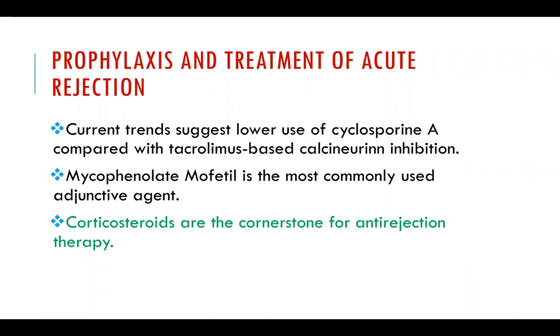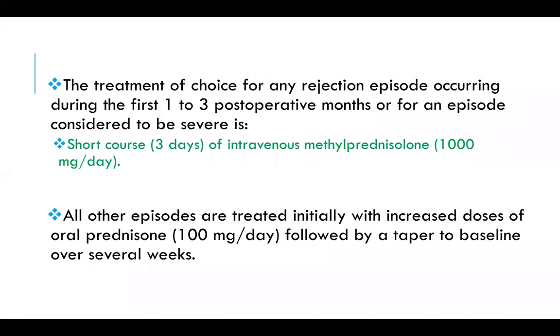Prophylaxis and treatment of acute rejection. Current trends suggest lower use of cyclosporine A compared with tacrolimus-based calcineurin inhibition. MMF is the most commonly used adjunctive agent. Corticosteroids are the cornerstone of anti-rejection therapy. The treatment of choice for any rejection episode occurring during the first to third post-operative month, or an episode considered to be severe, is the short course: 3 days of IV methylprednisolone, 1 gram per day. All other episodes are treated initially with an increased dose of prednisone, 100 milligrams per day, followed by tapering to baseline over several weeks.